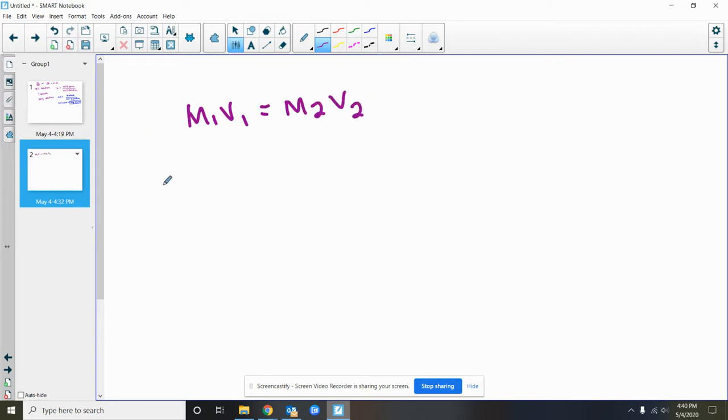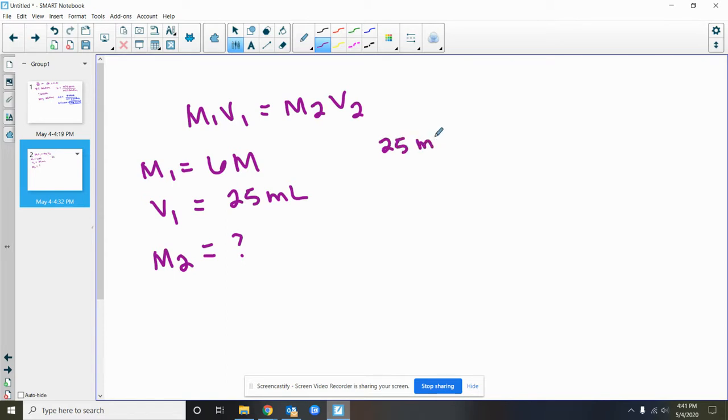Okay, let's just say that in my problem, I have an initial molarity, M1, of 6 molar. I have an initial volume of 25 milliliters. Let's say I'm solving for my M2. And let's say, guys, that the problem says you have 25 milliliters and you add 100 milliliters of water.